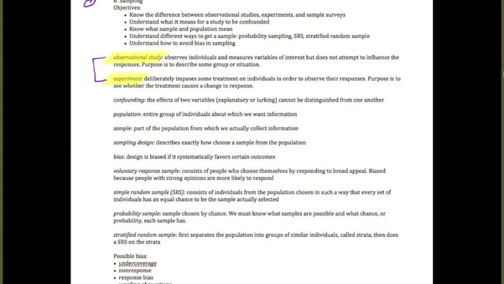We abbreviate it SRS. A simple random sample consists of individuals of the population chosen in such a way that every set of individuals has an equal chance for the sample to actually be selected. So in a simple random sample, the easiest way to think about it is put everybody in the entire population, whatever group you're studying, put all of their names in a hat and start drawing out names. Okay? Every single one of those pieces of paper would have an equally likely chance to be drawn out, and any particular group would have an equally likely chance to be drawn out. Okay? That's a simple random sample.